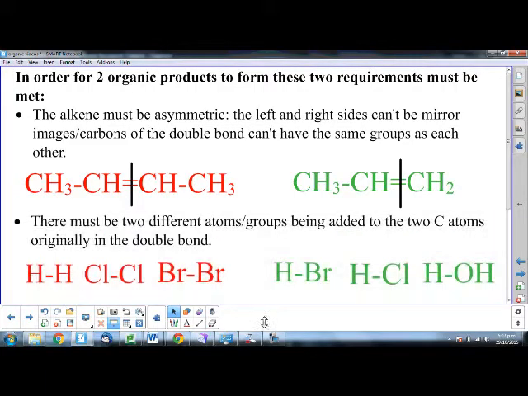The second rule is that we must be adding two different atoms or groups of atoms to these two carbons in the double bond in the first place. So that means that when reacting with H2, Cl2 or Br2, it is not going to be possible for there to be two products, simply because we're adding an H both sides, a Cl both sides, or a Br both sides. The options in green, however, will satisfy this rule because we're either adding an H and a Br, an H and a Cl, or an H and an OH. So there's different things that are going to be attached to the left and the right carbons.